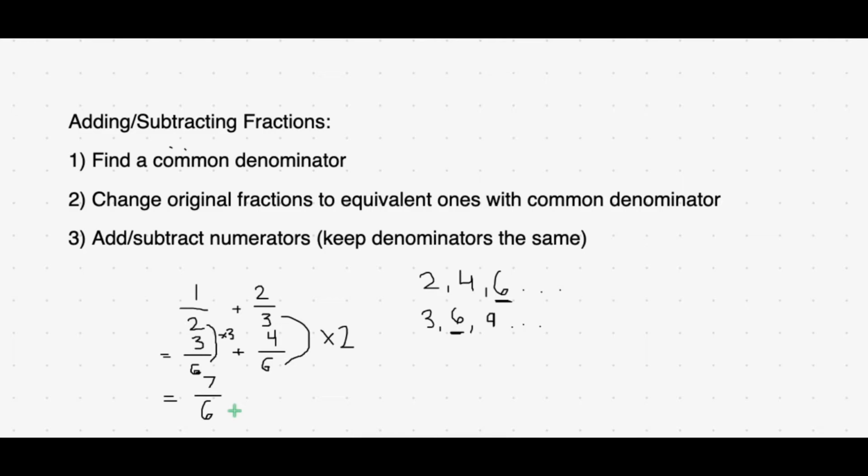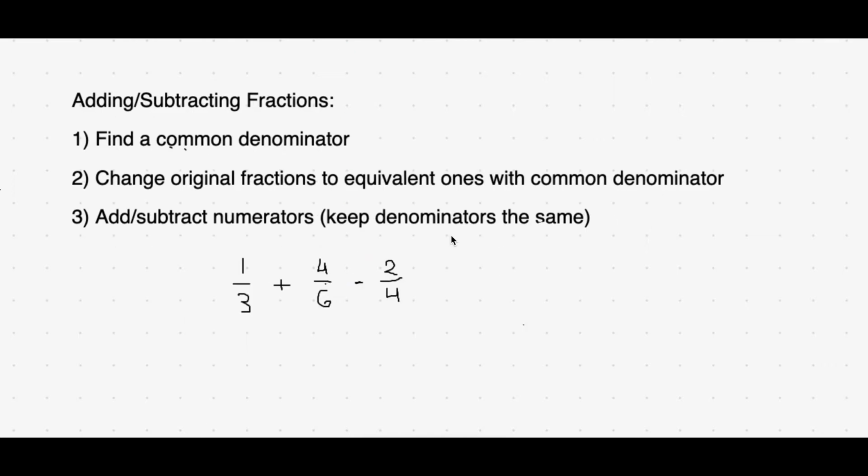One last step is to actually reduce your fraction to lowest terms, which essentially means that if both the numerator and the denominator can be divided by the same number, then do so until it cannot be divided anymore. That is what you call your lowest terms. This is already in its lowest terms, so you do not need to do that. The answer to 1 over 2 plus 2 over 3 is 7 over 6.